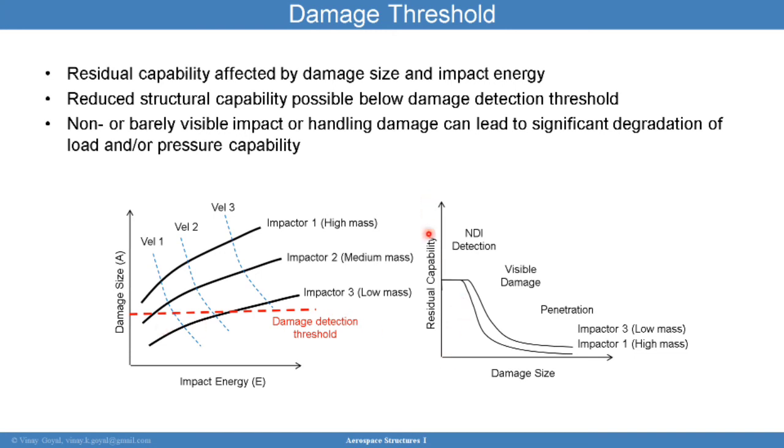And you can see here in the y-axis residual capability, in the x-axis damage size, and for different impactor events, you can see that you could have different residual strength capability. The larger the damage size, the lower the residual strength capability, but there is a damage size at which you can detect by NDI. There is a damage size where you can no longer see.